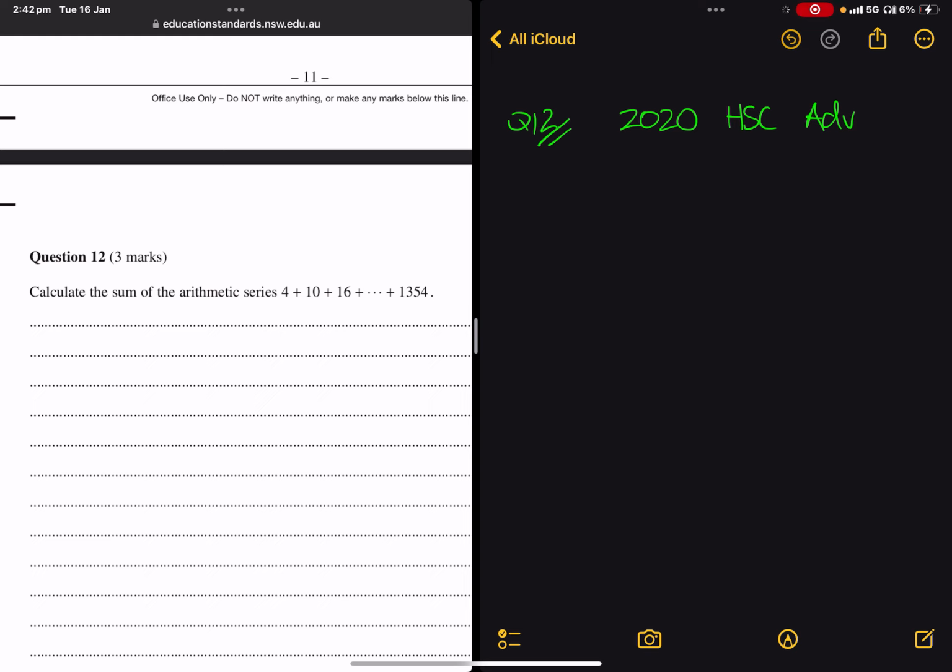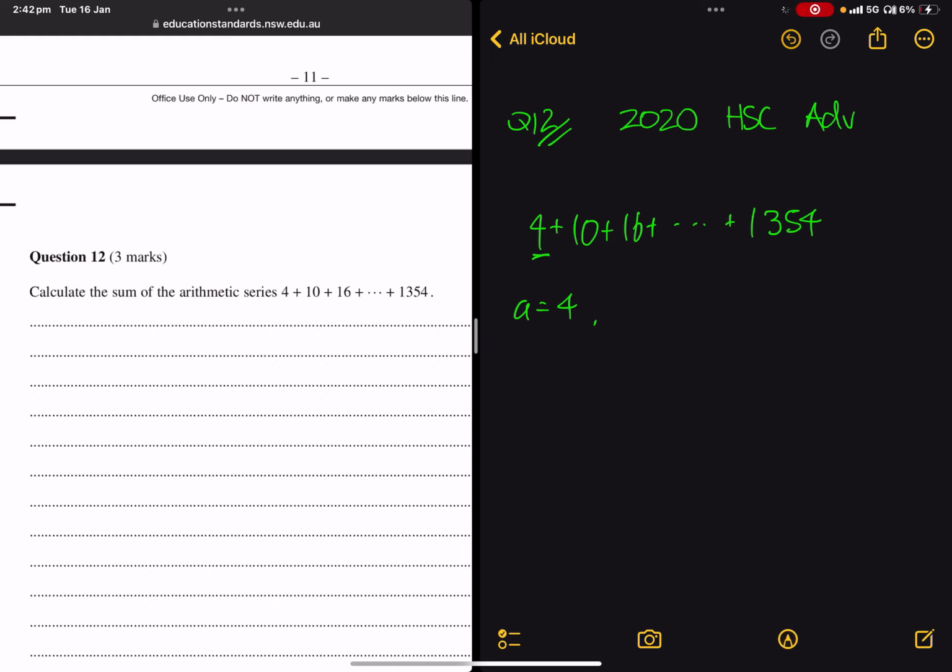So here we have an arithmetic series. So 4 plus 10 plus 16 plus ... all the way up to 1354. Now with any series like this, the first term we are going to call A. So A is equal to 4. This is the first term that appears at the beginning here.